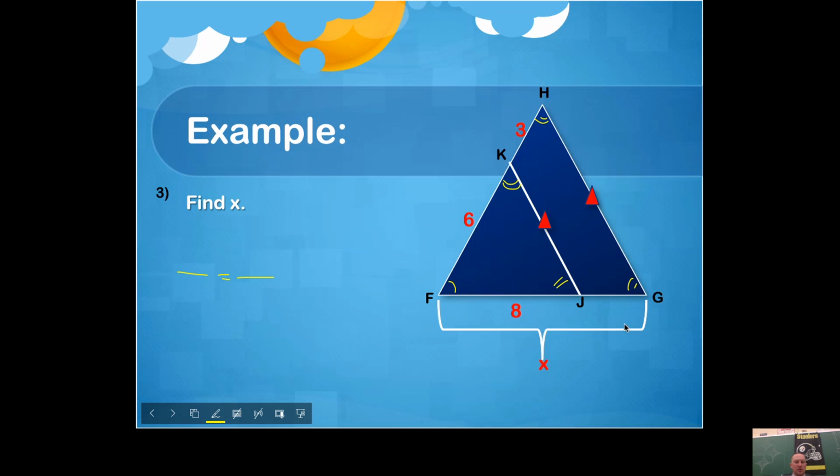We want to find this value of X, and that comes from the bigger triangle. That's the bottom of the bigger triangle, notice. It goes from an angle with 1 arc to an angle with 2 arcs. Well, on the little triangle, the thing that corresponds with that is the 8. If we look at the left side of the bigger triangle, the left side of the bigger triangle is 6 and 3 together. That's 9. The left side of the little triangle is 6.